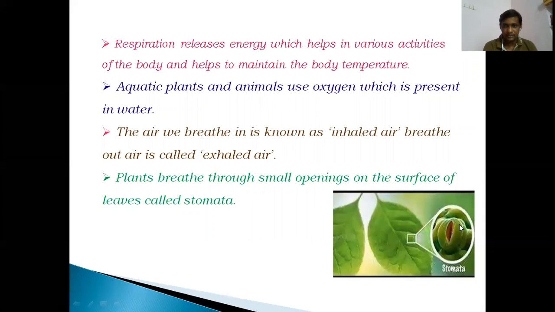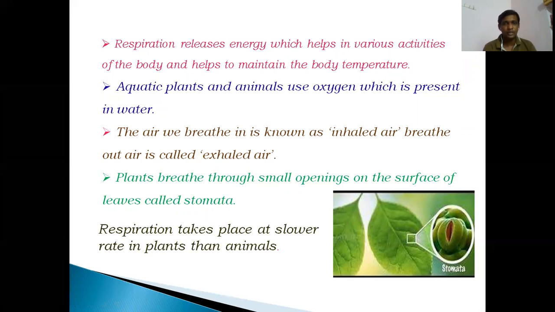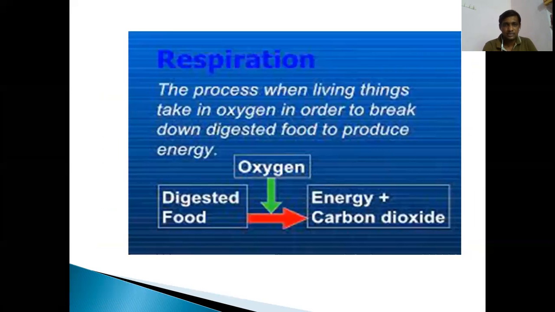Okay. Here, the total respiration takes place in plants, whereas for human beings, it takes place in the lungs. Respiration takes place at a slower rate in plants than in animals. That means in animals the respiration will be very fast, whereas in plants it is a slow process. So the process in which living things take oxygen in order to break down digested food to produce energy is called respiration.